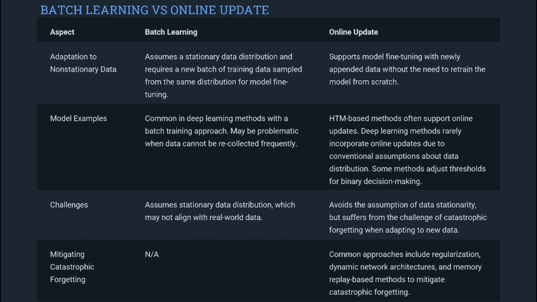Some methods adjust thresholds for binary decision making. Batch learning assumes stationary data distribution, which may not align with real world data. Online update avoids the assumption of data stationarity, but suffers from the challenge of catastrophic forgetting when adapting to new data. Also, in online update, common approaches include regularization, dynamic network structures, and memory replay based methods to mitigate catastrophic forgetting. So this would be the end of the slides.